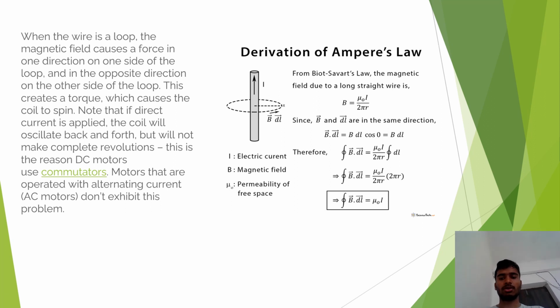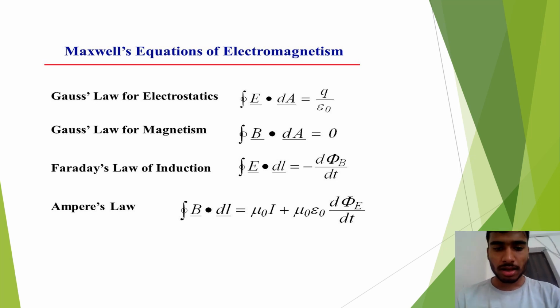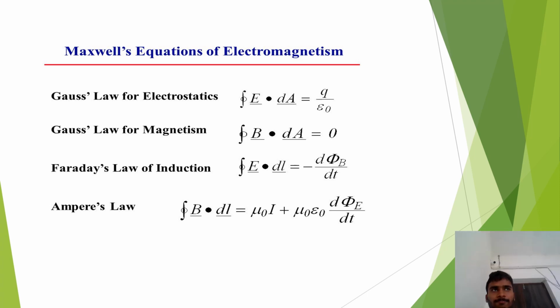Now let us sum up the four electromagnetism laws that we have discussed in the previous slides. These are the Maxwell equations of electromagnetism. If you remember these four equations, these are the general equations from which every other concept in this topic is extended. These are important ones. Without these, no problems can be solved in the electromagnetism topic.